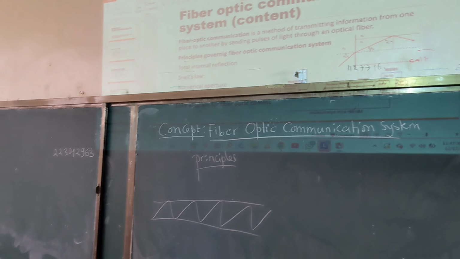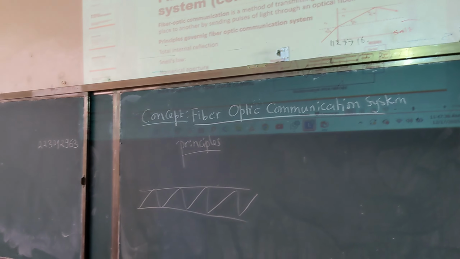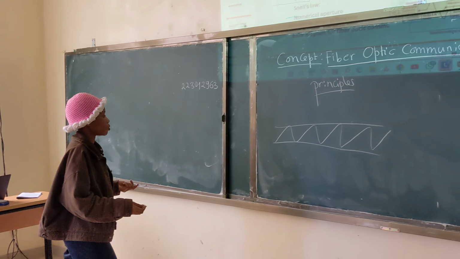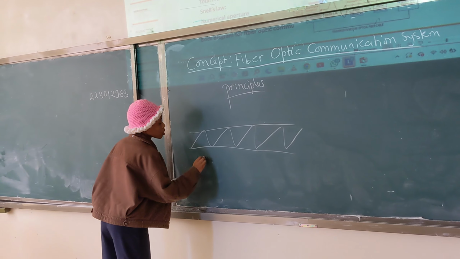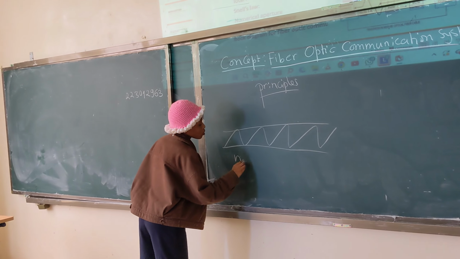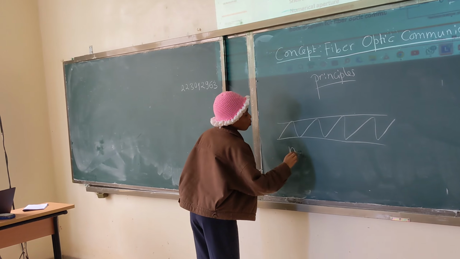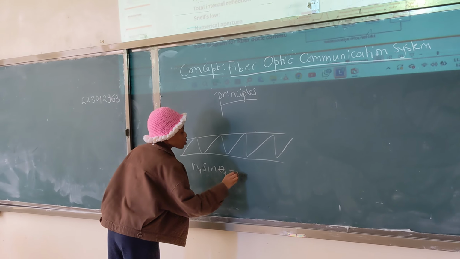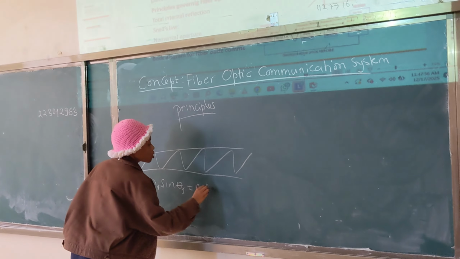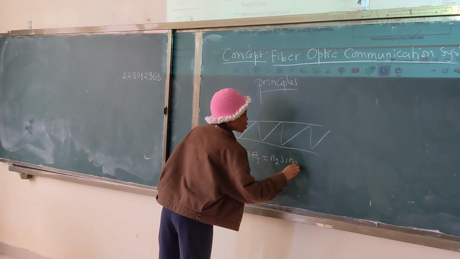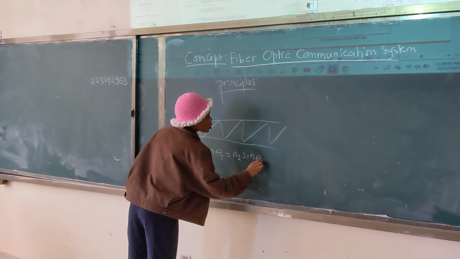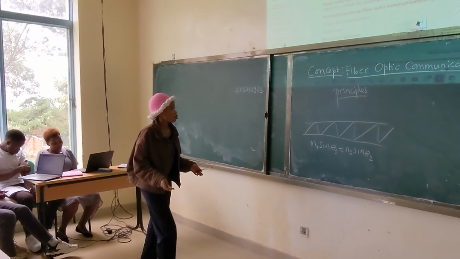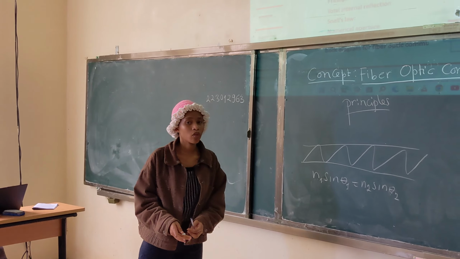About the principles governing fiber optic systems, there is total internal reflection, as you have seen, and Snell's law. As we know, Snell's law says that the refractive index n1 sin theta 1 is equal to n2 sin theta 2. This also helps us in optic fiber communication to know the information which will be transmitted.